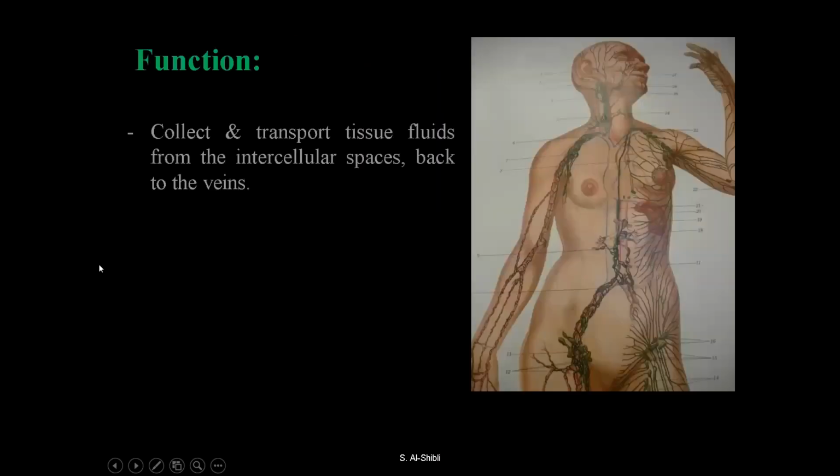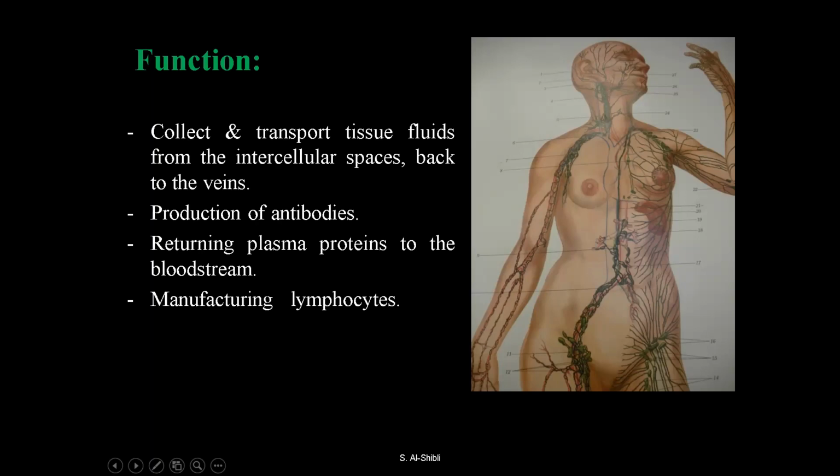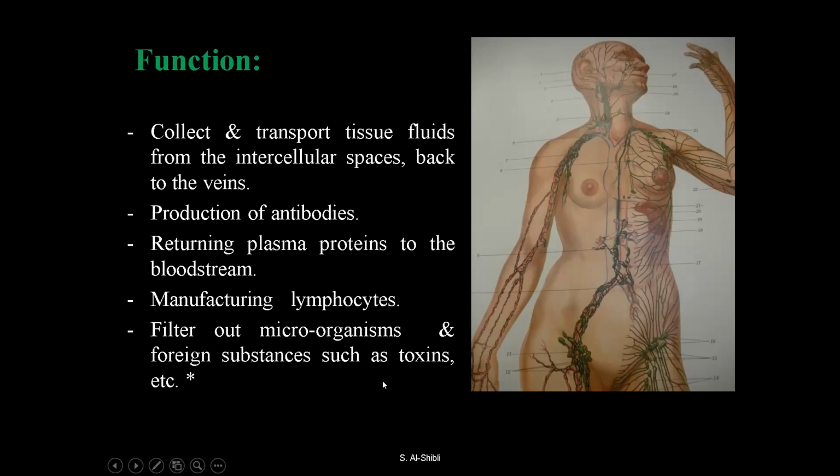The function of this important system is to collect and transport fluid from the intercellular space and return it back to the vein. Protection with antibodies is the main function, a defensive mechanism. It also returns plasma protein to the bloodstream. It's a manufacturer of lymphocytes and a filter of microorganisms. So mainly the function is defensive mechanism and transport.